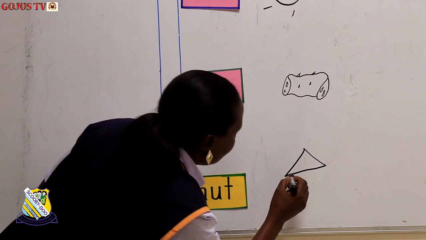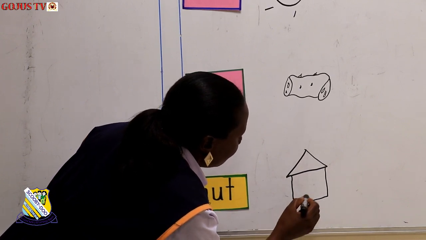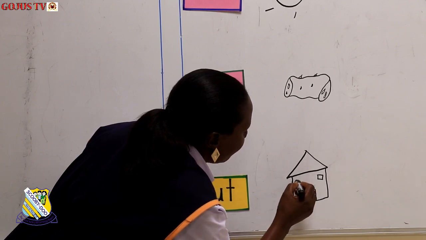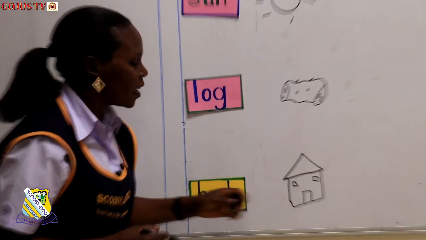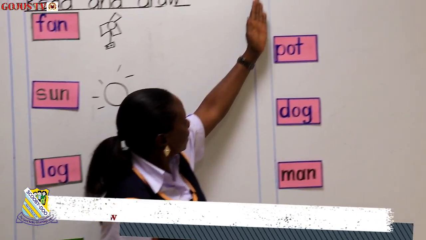First you draw a triangle. Then you add on a rectangle, put in a door, plus the window. House. Everybody, house. Now, we have more words just here.